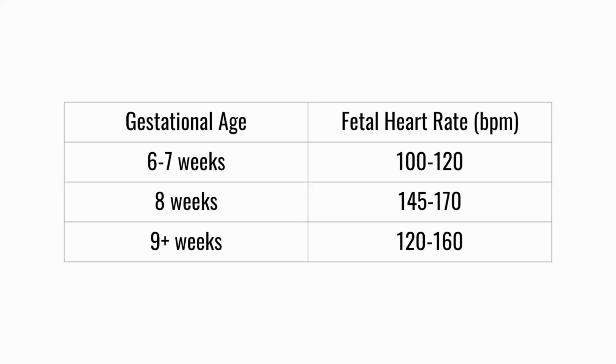These are your normal fetal heart rates for gestational age. Around 6 to 7 weeks is when you'll first be able to start seeing it on transabdominal, so that's why I haven't listed anything prior to this. Your fetal heart rate will be around 100 to 120, then at 8 weeks, 140s to 170s, and then 120 to 160 is the normal fetal heart rate after 9 weeks.